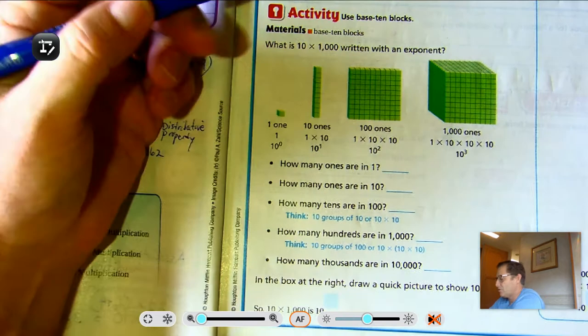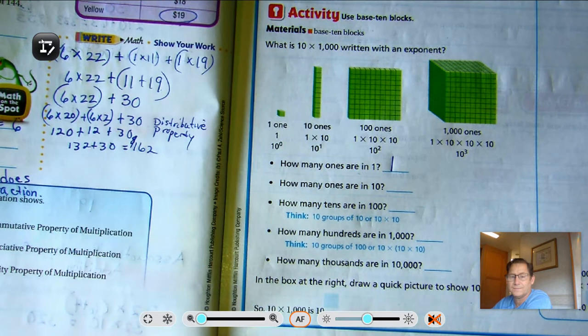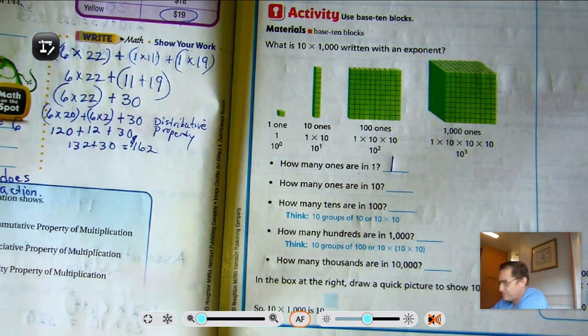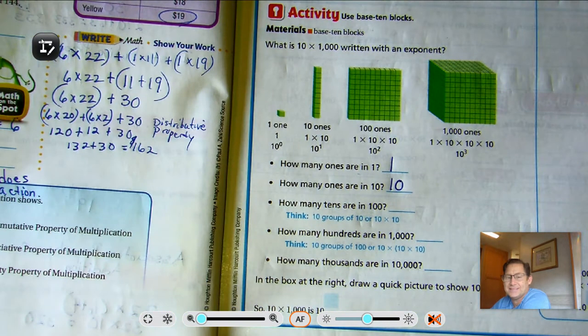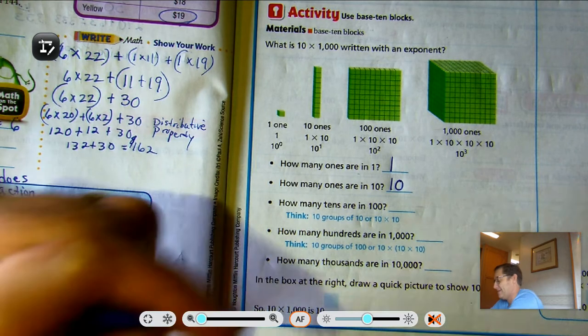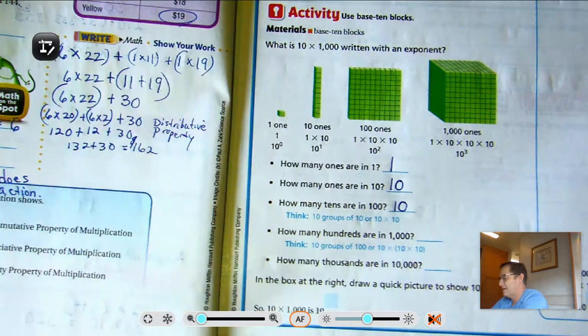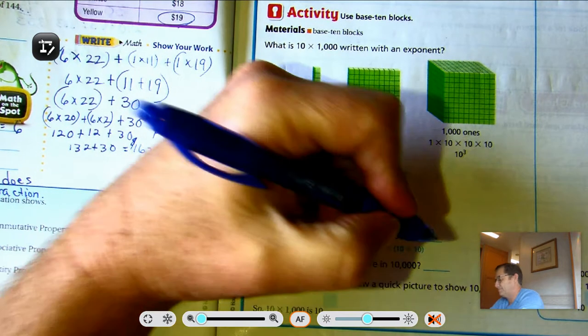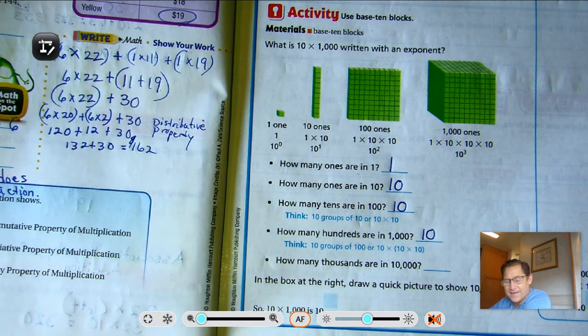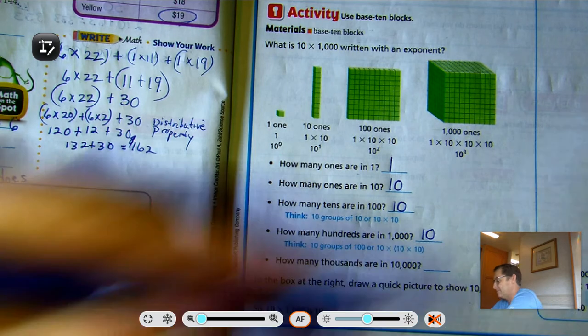So how many ones are in 1? 1. How many ones are in 10? 10. How many tens are in 100? There's 10 tens, right? How many hundreds are in 1,000? 10 hundred. How many thousands are in 10,000? 1,000, 2,000, 3,000, 10.